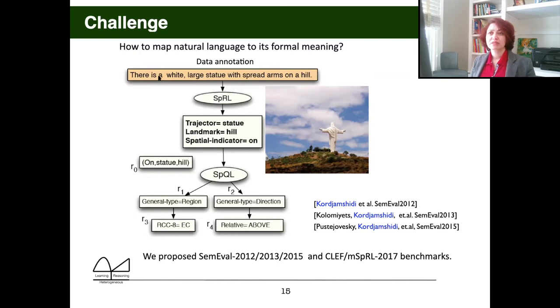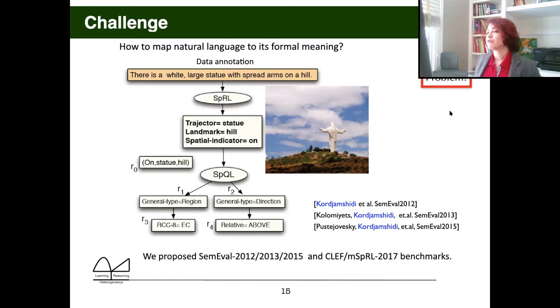So the text is: there is a white large statue with spread arms on a hill. Here the statue is a trajector, an object that we're describing. We have the hill, which is the landmark. And then we have this trigger language, we call it the spatial indicator, that describes the relationship between the statue and the hill. And then we have these triplets, whose type could be externally connected or above. We gave this data to humans to annotate for us, and then we started learning from it.